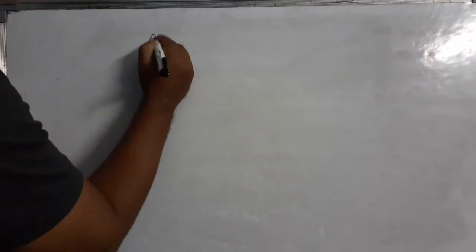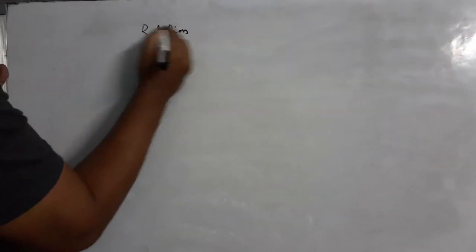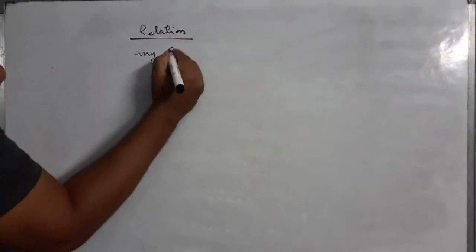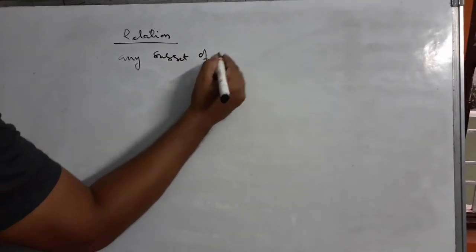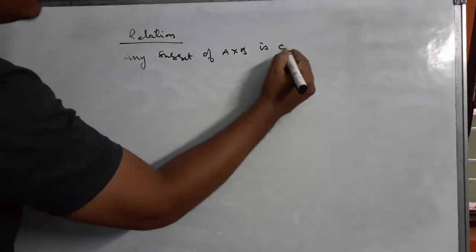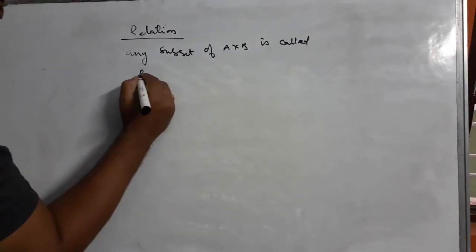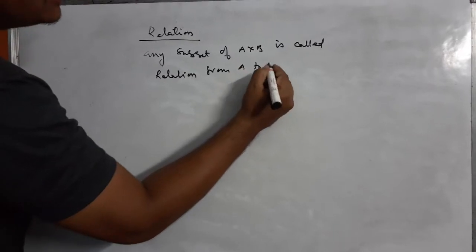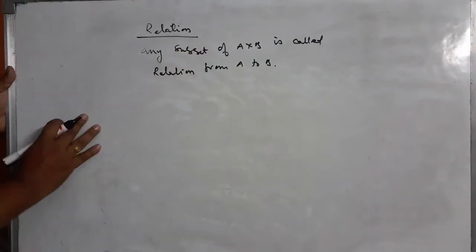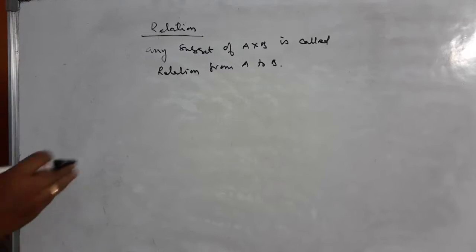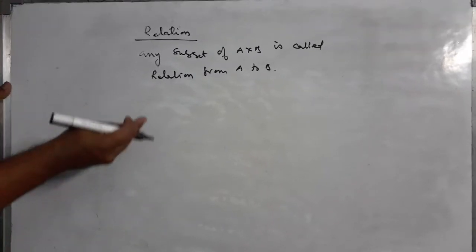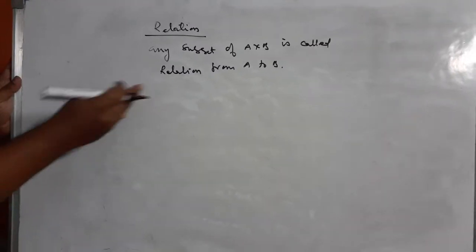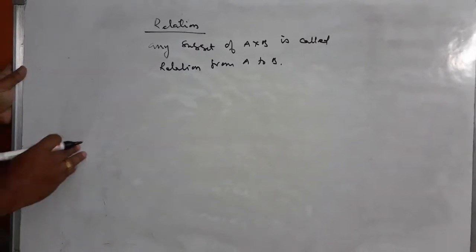Next, relation. Any subset of A cross B is called a relation from A to B. So any subset of A cross B is called a relation. In other words, any set of ordered pairs is known as a relation from A to B.